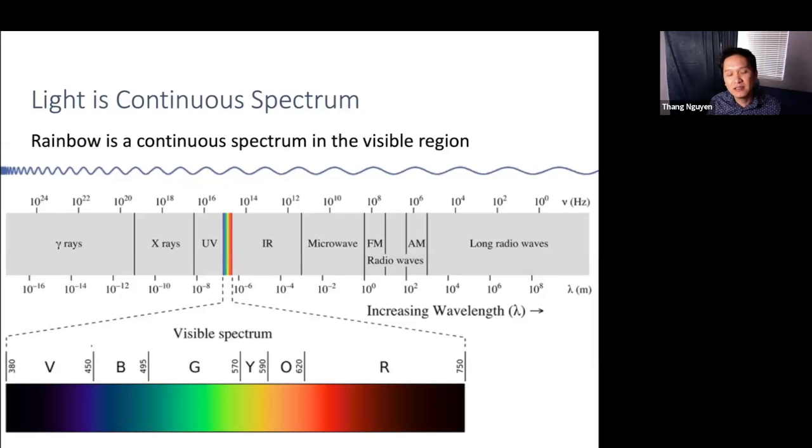And this visible spectrum is what we see in the rainbow. We can see it as continuous. Continuous meaning there's no point where you transition to a different color abruptly. It just kind of bleeds slowly into another color.